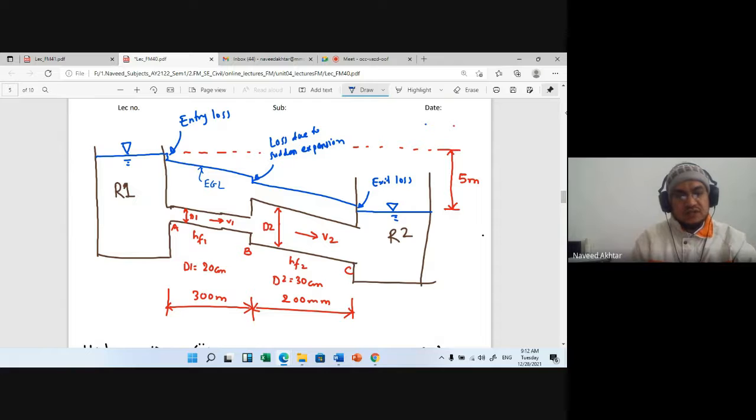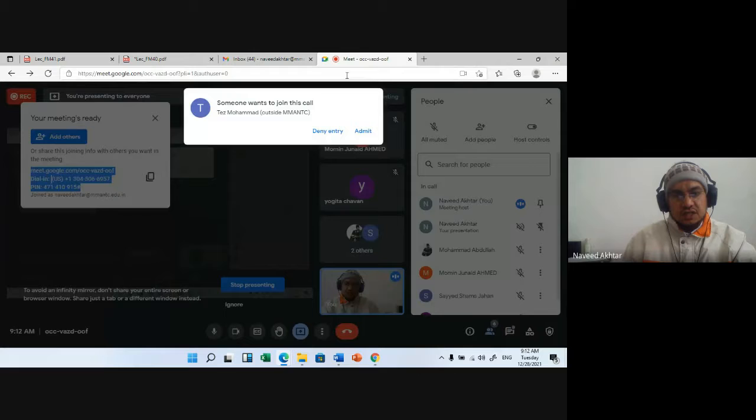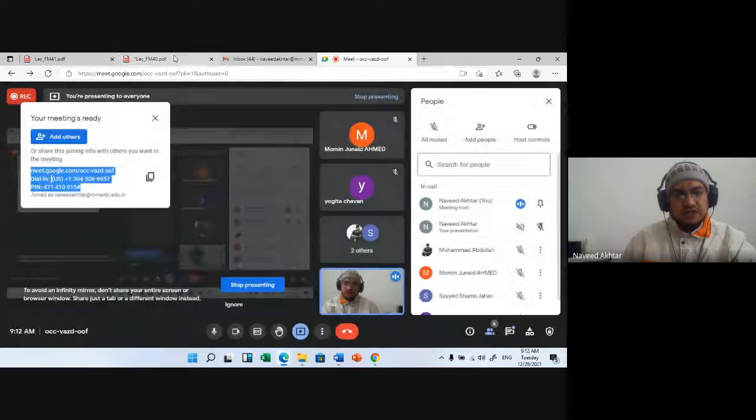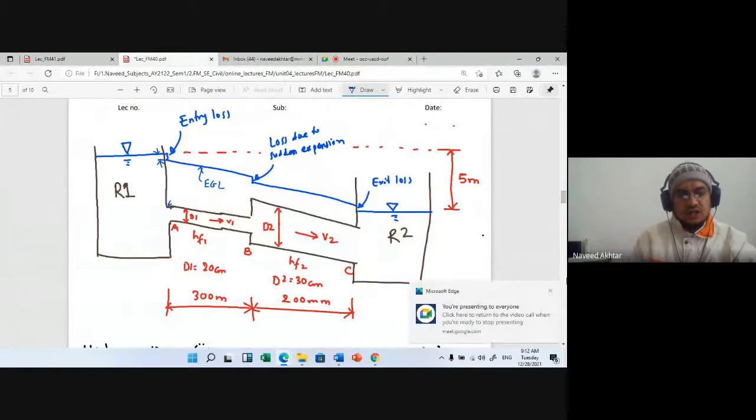So you can see the first entry loss to the pipe, at the entrance. Okay, so there is some difference between the reservoir level and this, that is entry loss. As you proceed further, there is then loss due to friction HF1. Loss due to friction HF1 is the major loss in pipe 1.